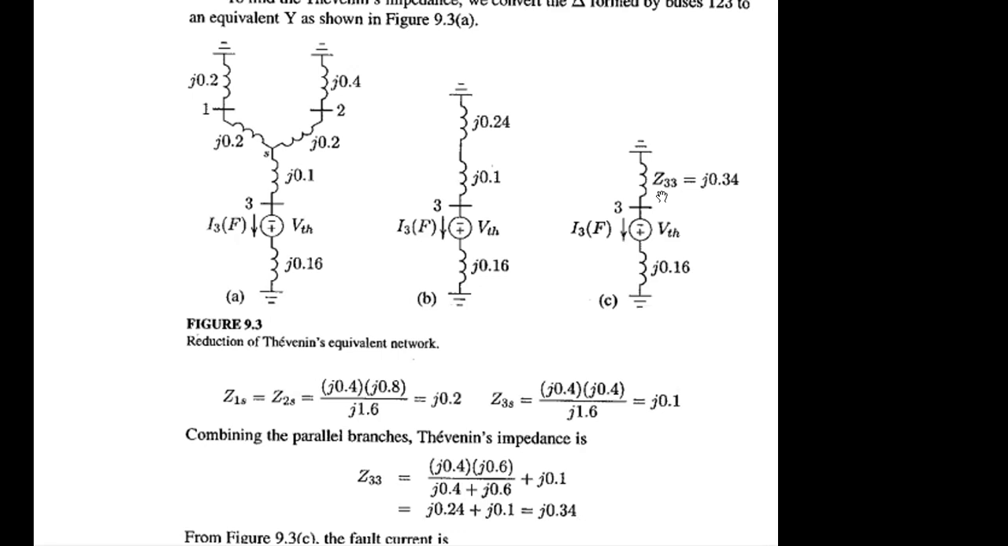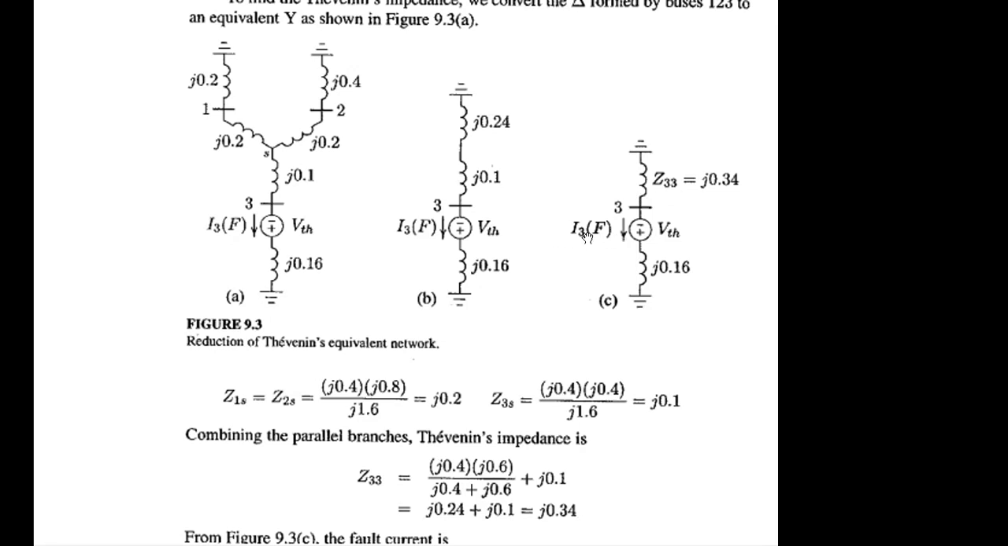But if it is given, you can use that. Since the fault is at bus 3, it is Z33. If it were at bus 2, it would be Z22. Right. If it is in that bus 2, in that case it should be Z22. You have got the point.